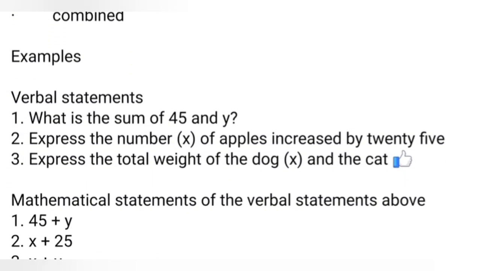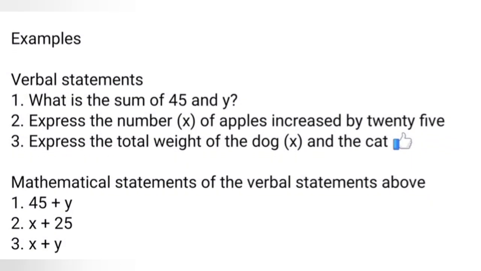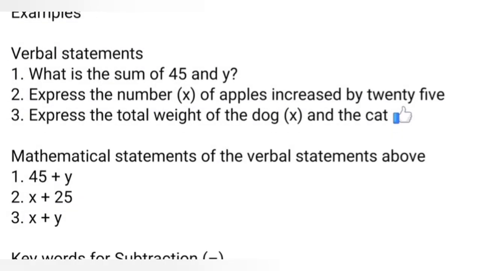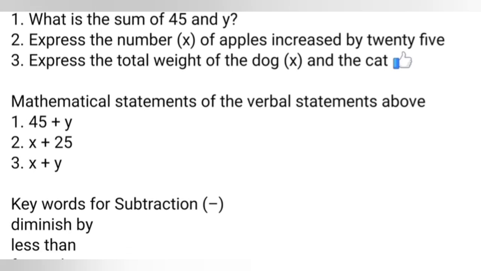Okay, so we say here examples, verbal and mathematical statements. What is the sum of 45 and y? 45 and y, the sum is 45 plus y or y plus 45. Okay, there you go. You can see that below. Express the number x of apples increased by 25. So that is x plus 25 or 25 plus x. Okay, and then we have here x plus y, which is the total. So say express the total weight of the dog x and the cat. Consider the weight of the cat as y. So we say x plus y. Okay, there you go.